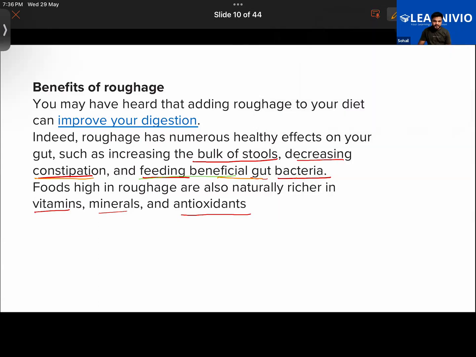Okay, now, further, this thing is very important, by the way. It feeds beneficial gut bacteria. Gut here refers to your stomach, your intestine. Now, foods that are high in roughage are also naturally richer in vitamins, minerals, and different types of antioxidants. Particularly, it is referring to plants and vegetables. Got that?